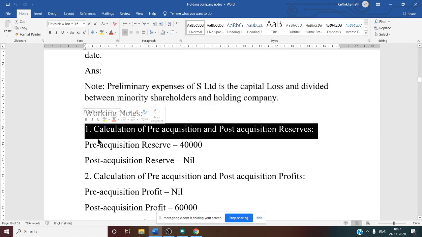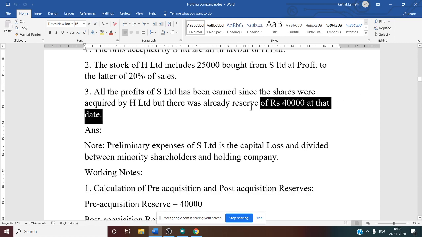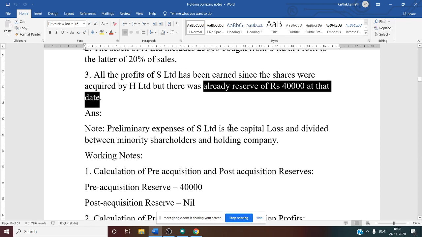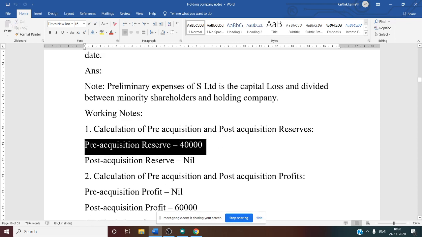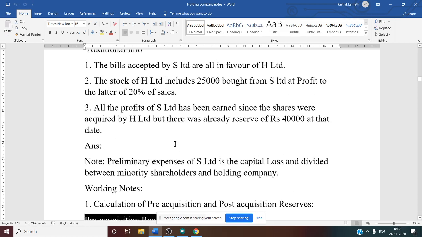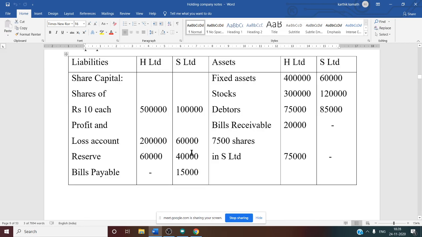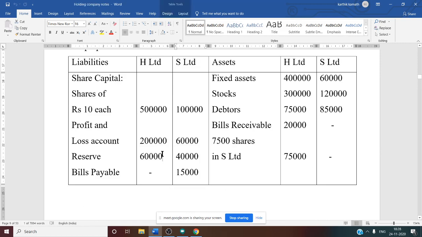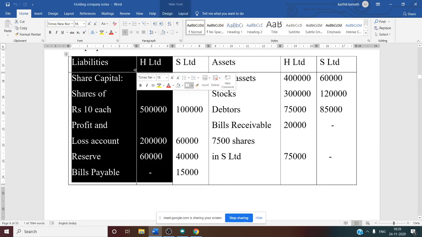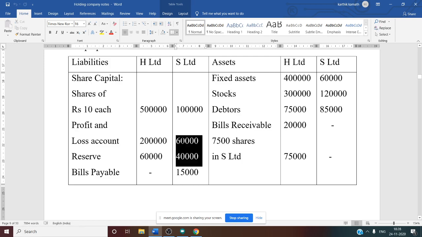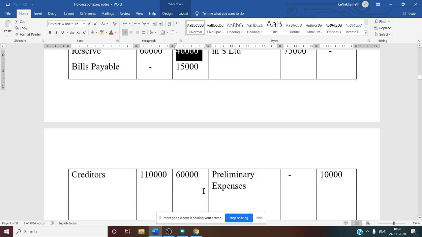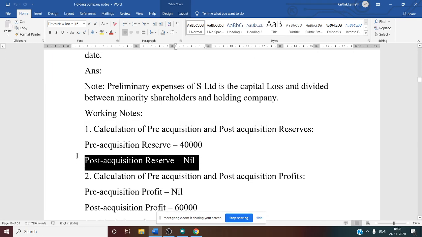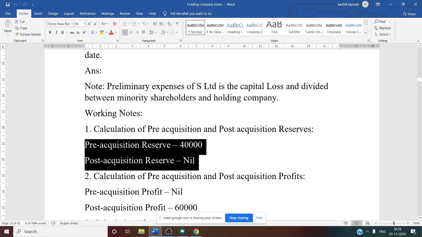First one, calculation of pre-acquisition and post-acquisition reserve. In this case, they say the reserve was already there at the time of acquisition. So the entire 40,000 becomes pre-acquisition reserve. Here, which reserve are we talking about? Only the subsidiary company reserve. We have to ignore the H Limited column for the purpose of the working note. Only the S Limited column we have to see. So the S Limited column reserve is 40,000, so the entire thing is pre. What about post? Nil. 40,000 minus 40,000 is nil. That means total reserve minus pre-acquisition reserve gives you post-acquisition reserve. Here, 40,000 minus 40,000, so nil.